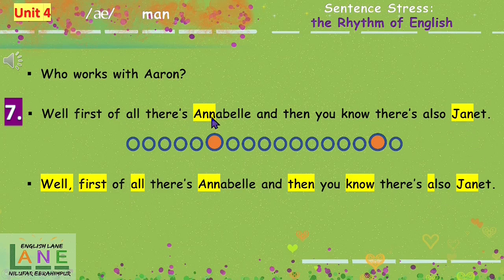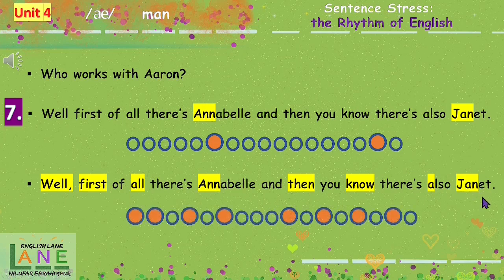These were more important. He could say, well, first of all, there's Annabelle, and then you know there's also Janet. See? Like this. Having fewer unstressed syllables between stressed ones makes it easier to say. And you don't have to say it very fast. It takes longer to say the sentence because we have more stressed syllables. We have just two in here.